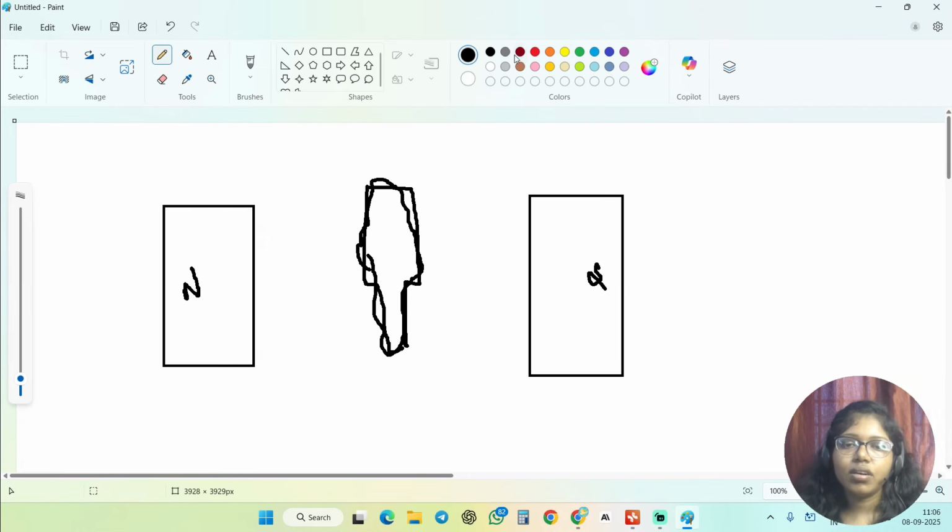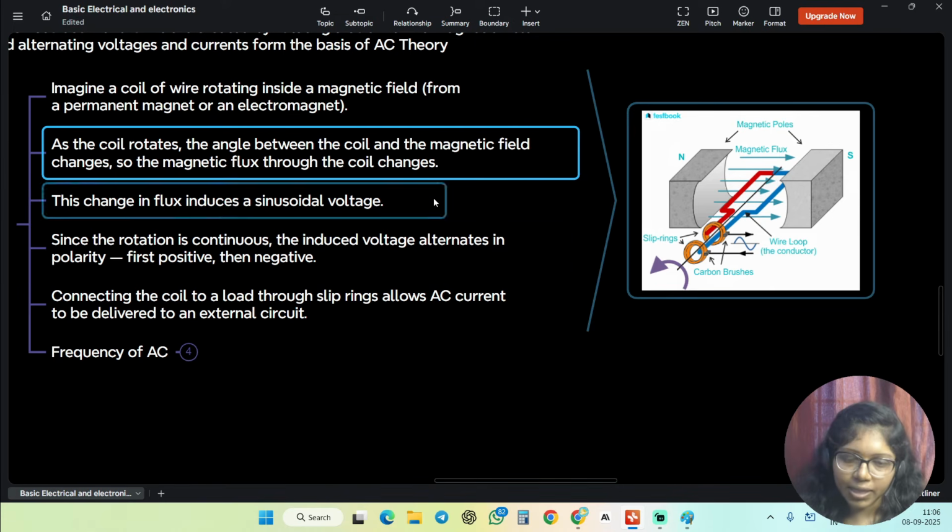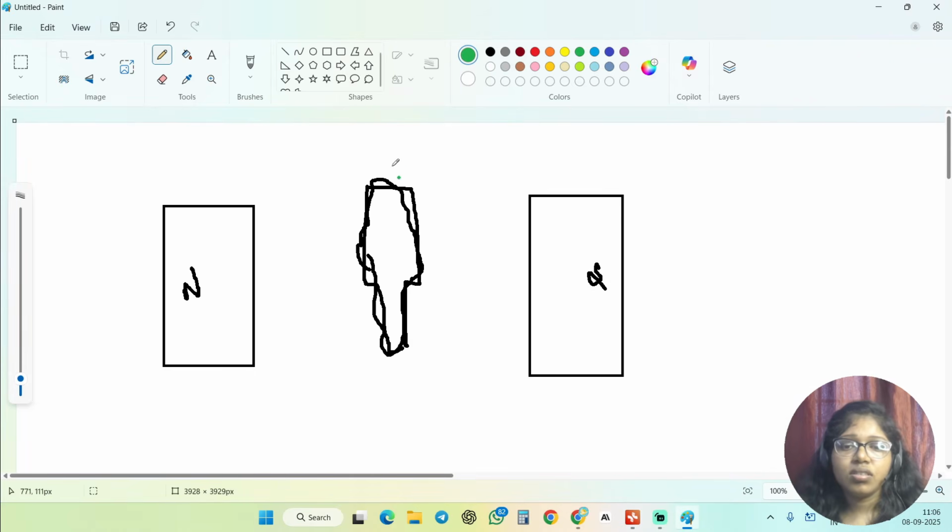And next, if you check it here, as the coil rotates, the angle between the coil and the magnetic field changes. The magnetic flux is going to be created. This is your complete coil, which has the wire wound on it. Whenever we bring it closer to this magnetic field, the coil starts rotating. Whenever we bring it together, the coil starts moving.